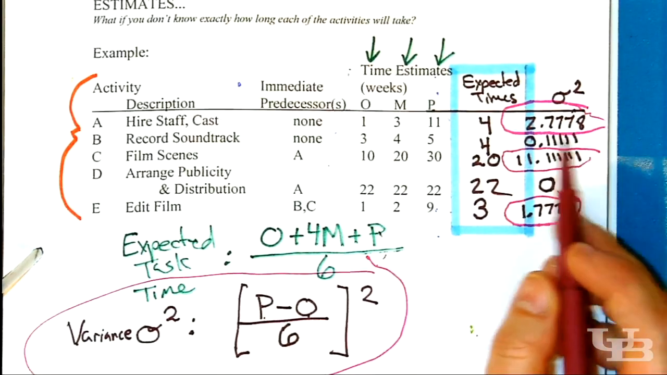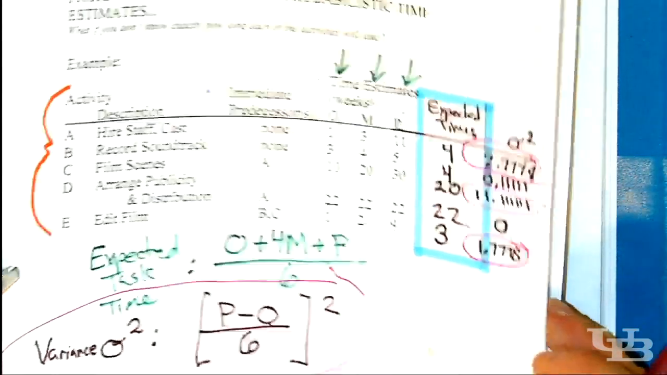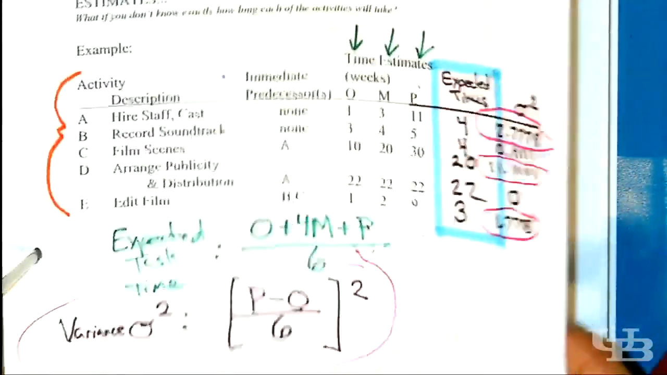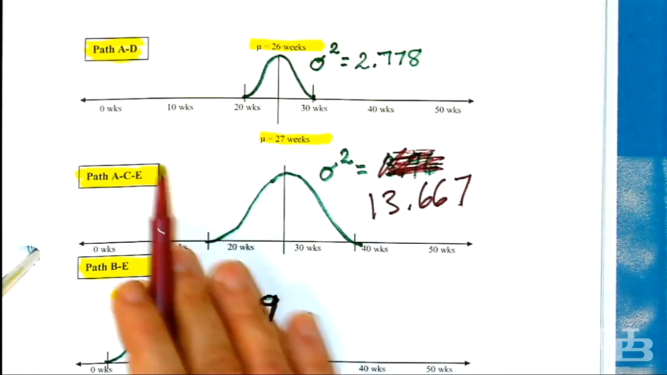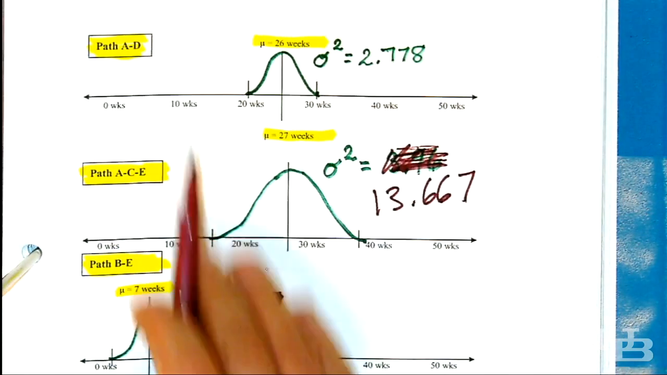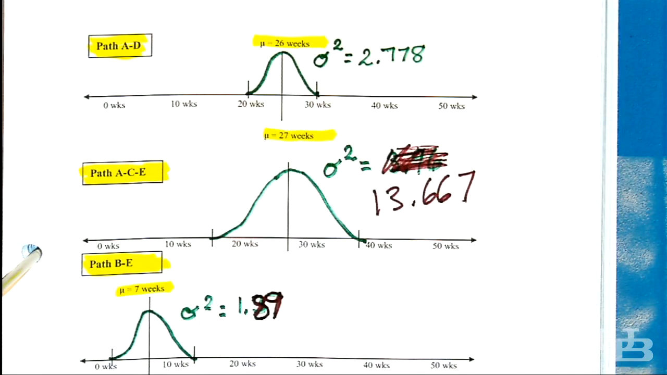For BE, it's just the sum of B and E, and so on and so forth. You say, okay, yeah, great. But what does this have to do with the deadline?